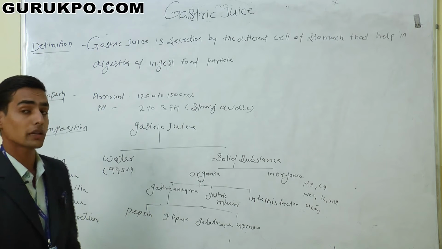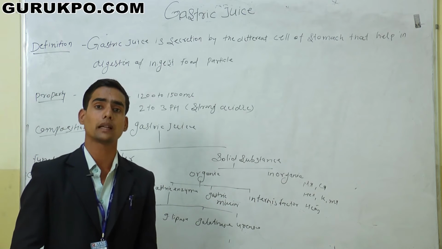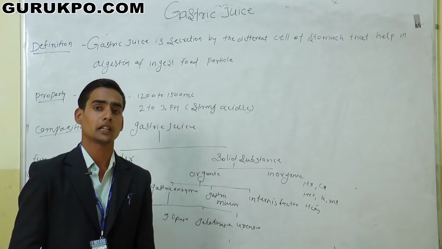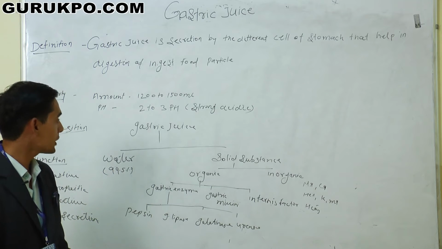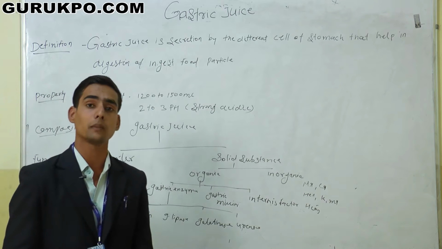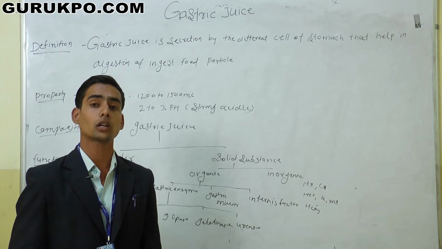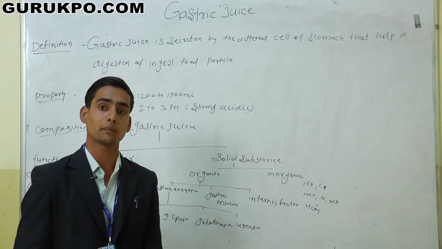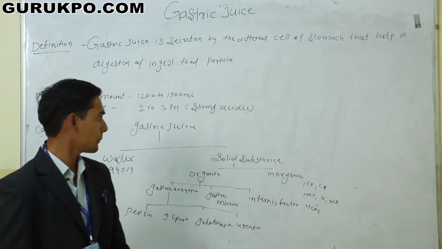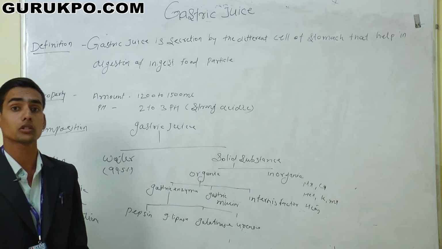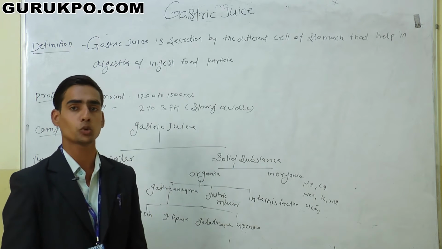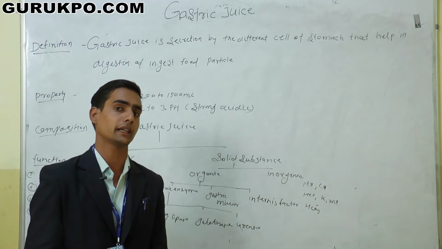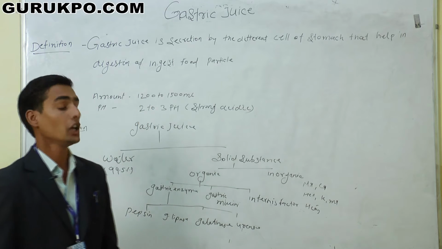Composition of gastric juice: it is made up of different particles and can be divided into two parts. Number one, most of the gastric juice is formed by water. Water is 99.5%, and the other components are solid substances. Solid substances have different types of particles that can be classified into two types: number one is organic, and number two is inorganic.